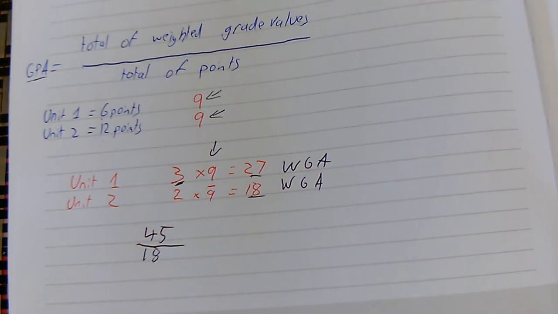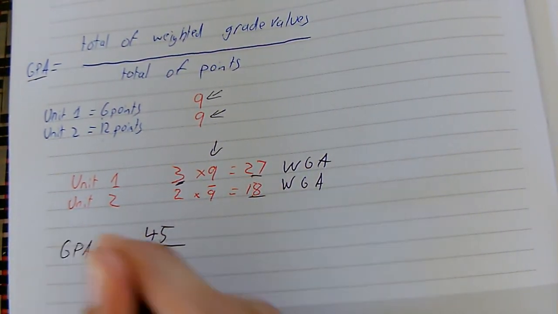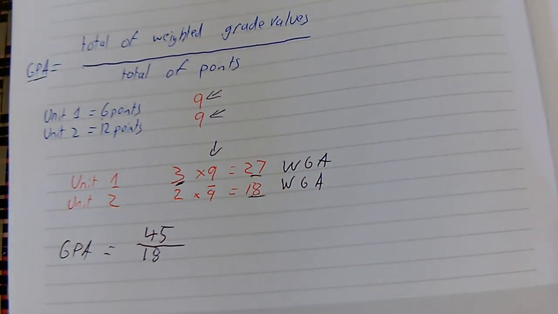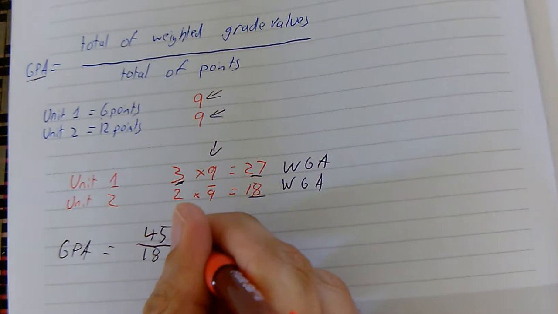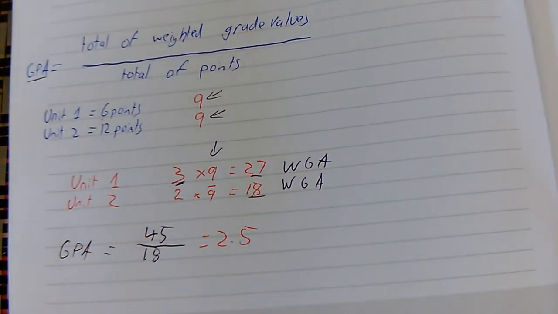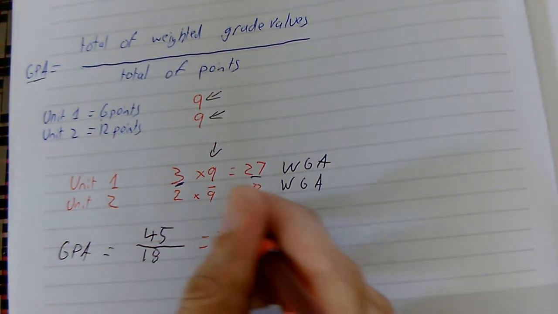So your GPA is the total weighted grade values, 45, divided by 18, which your calculator will give you the answer to. I'll just put it quickly on my calculator to get the answer. It will be 2 and a little bit. 45 divided by 18 is 2.5, which is our answer for that first question. I might circle that for greater significance.